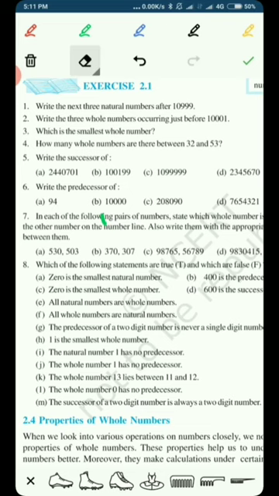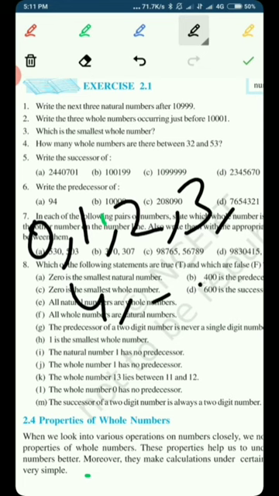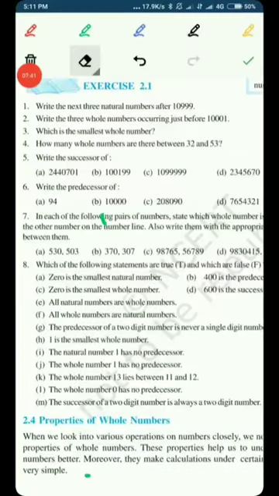Which is the smallest whole number? Of course, everybody knows, everyone who has watched the first part video can answer this question very quickly within a second: which is the smallest whole number? We all know that whole numbers start from 0 and go on up to infinity like this. So the smallest whole number, obviously, will be 0. 0 is the smallest whole number. This is the answer to question number 3. Now let's see the next question.